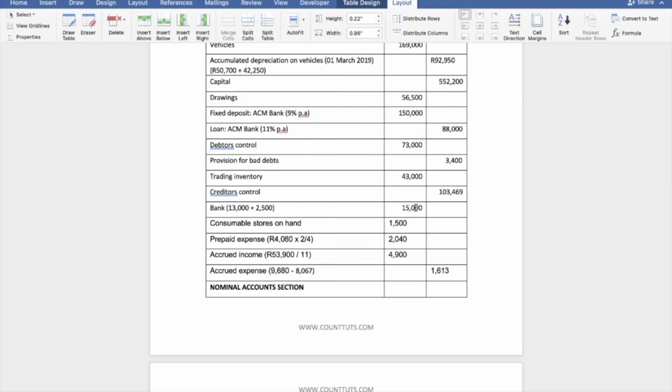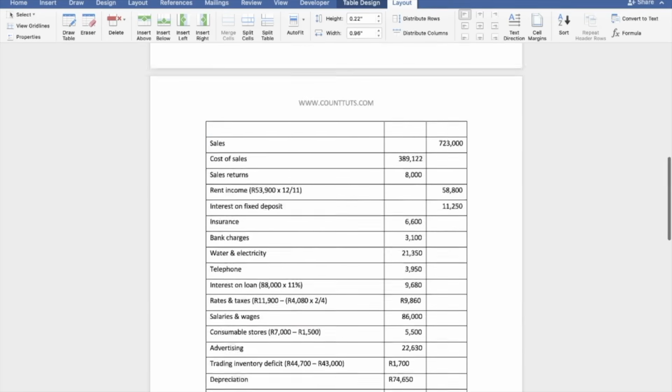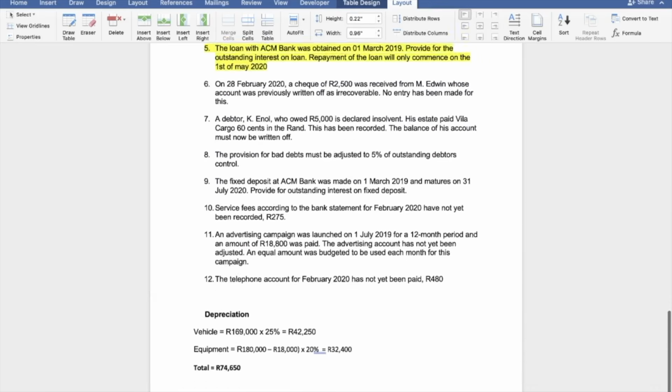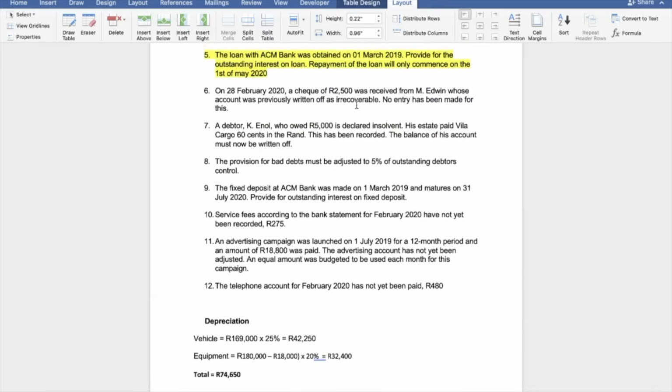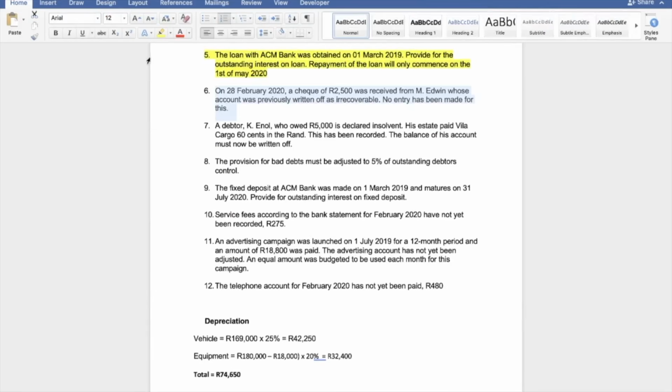Alright, I hope it was simple enough. You have to make an adjustment to your bank account as well because you've received the money from someone you had initially written off as irrecoverable, because we are told no entry has been made for this. That means the bank was also not adjusted for that.